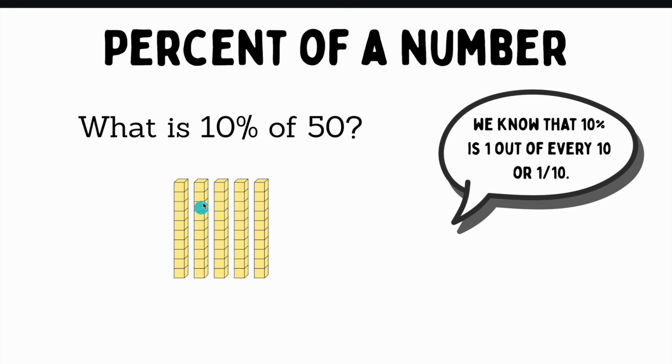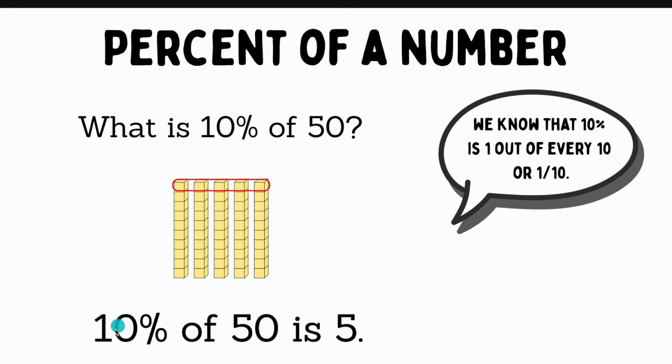We noticed that when we made 50, we can take 1 out of every 10. This is 10, so we need 1. This is another 10. We need 1. This is another 10. We need 1. 1 out of every 10, 1/10. That means that 10% of 50 is 1, 2, 3, 4, 5. 10% of 50 is 5.